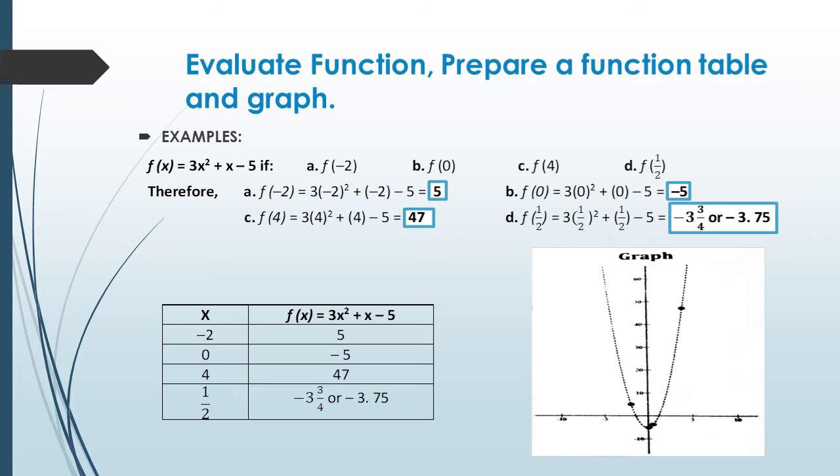Kung mapapansin niyo po sa table class, lahat ng binigay kong value ng x, ayun po yung negative 2, 0, 4, and 1 half. Then, sa kabila naman po ng table, yan po yung mga final answer na nakuha natin sa letter A, B, C, and D. At yun po yung positive 5, negative 5, positive 47, and negative 3/3 using fraction or negative 3.75 using decimal.